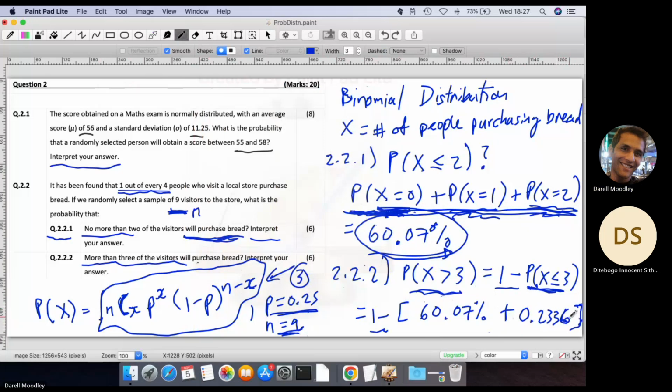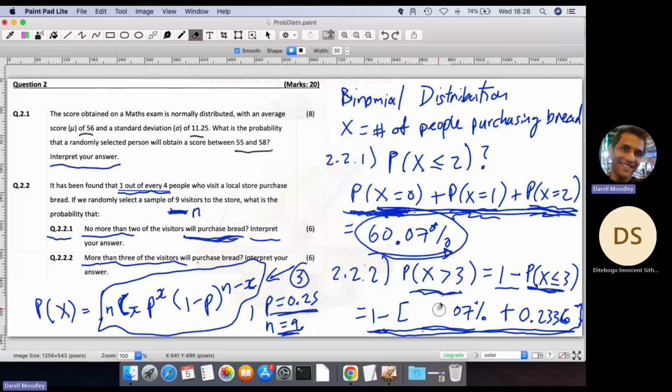So then the final answer is just working all of this out in your calculator. Remember, this is 60.07%. If you want to write it as a decimal, because everything is a decimal, I'll just do that here. It's up to you. You don't have to write it as a percent. I'm going to write it as a decimal so everything in the square brackets is a decimal, and you don't get confused. So it's 0.6007, or you can write it as a percent, like what you have here. So I'll work everything out: 1 minus, open bracket, 0.6007 plus 0.2336, close bracket.